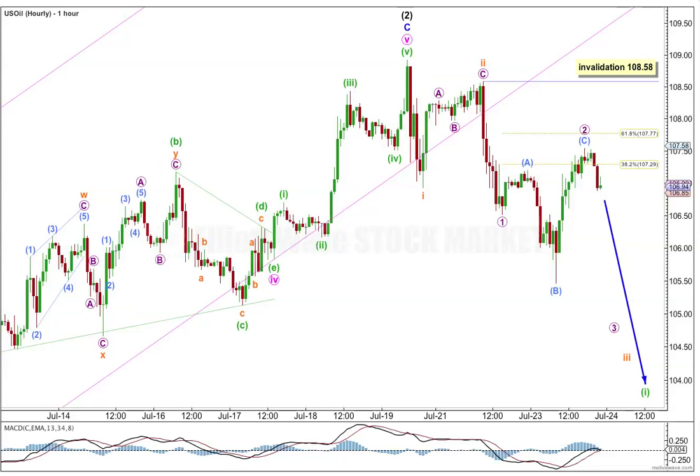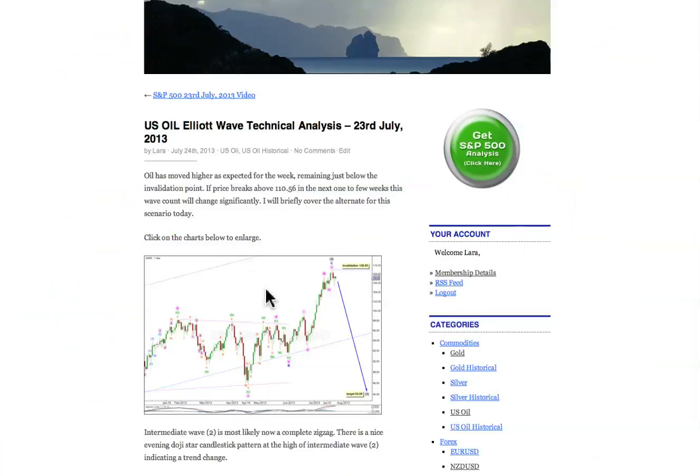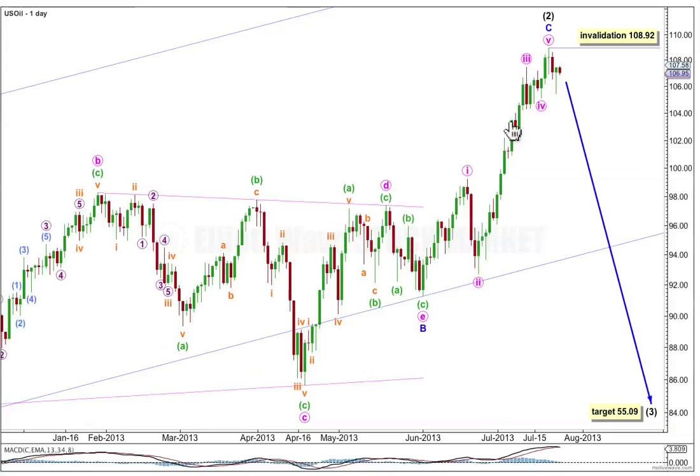I'm just going to quickly go back to the daily chart. Actually, there's one other thing I wanted to point out. We have a beautiful candlestick pattern up here. We have a nice evening doji star with these 3 candlesticks here. So that's another indication that we have got a high in place finally, and we have had a big trend change for oil.